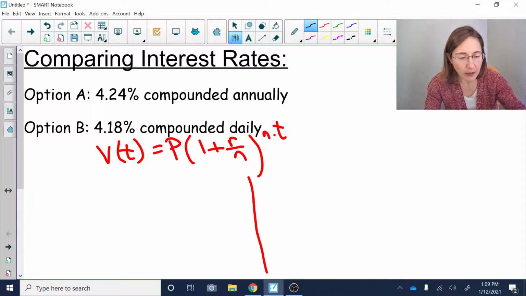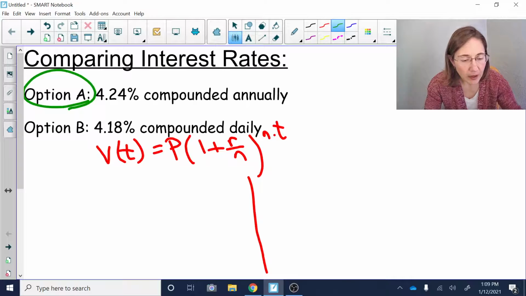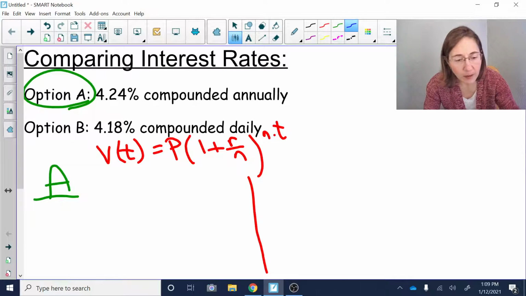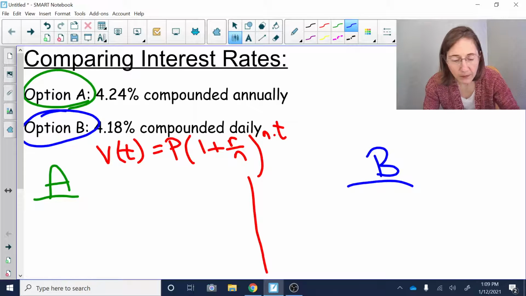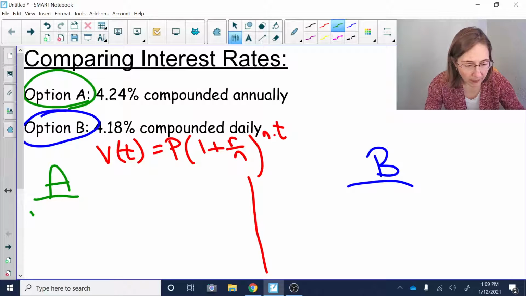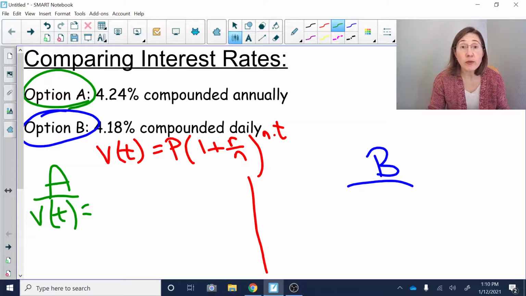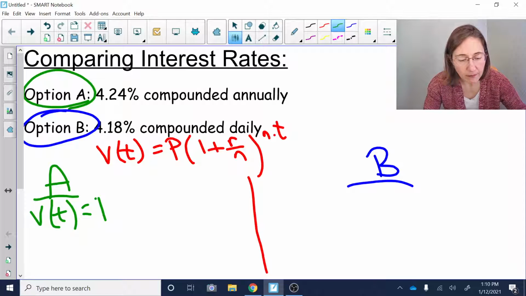And let's look at them separately. So we'll look at option A over here. So we'll do A in green. And then we'll look at option B over here in blue. Okay, so for option A, the value at time t is going to be, now do we know a principal amount here? Does it tell us how much money we have? No, so I'm just going to leave that a P for now.